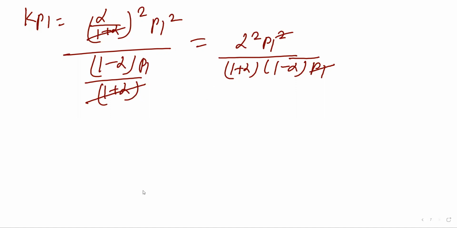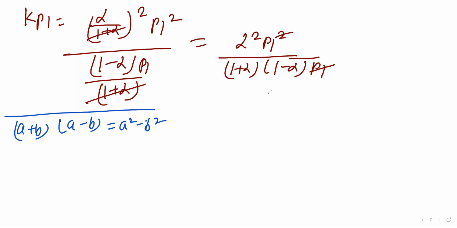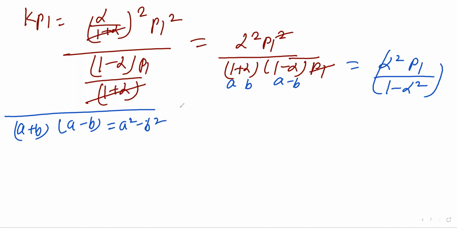As we know the formula, A plus B into A minus B is nothing but A square minus B square. So 1 plus alpha into 1 minus alpha is 1 minus alpha square. So it will be alpha square P1 divided by 1 minus alpha square. So this identity we have used here, right? So this is your Kp1.